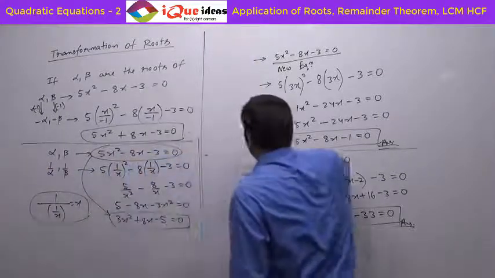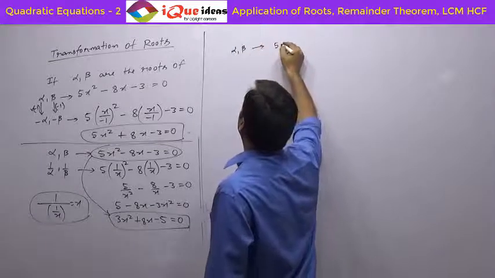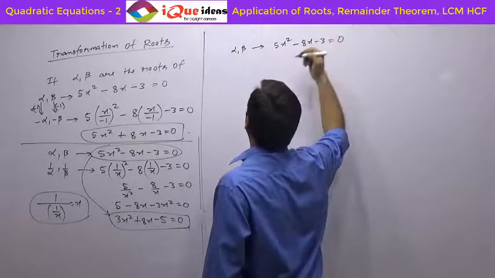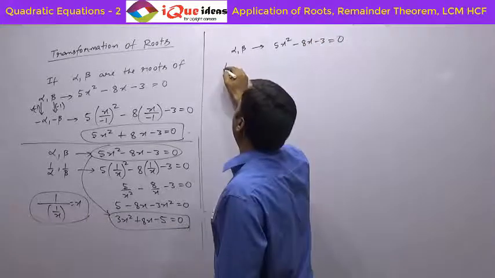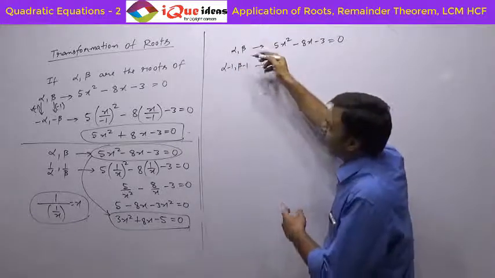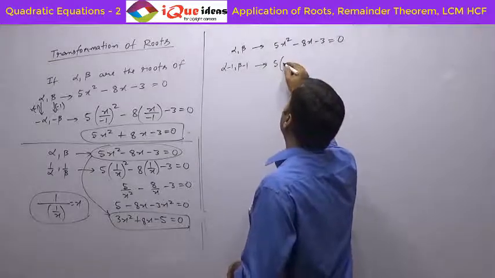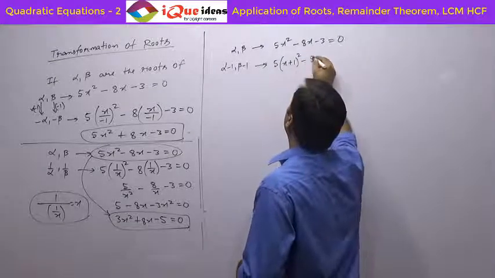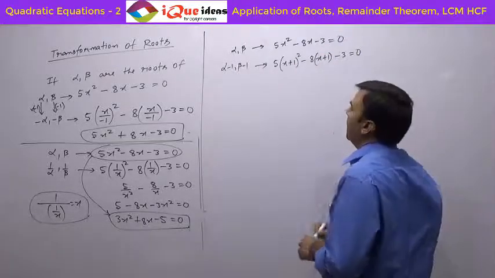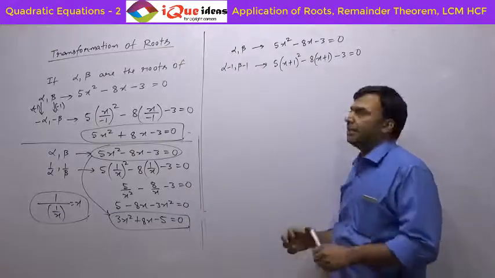Let's take one more of this. Suppose we say that alpha beta are the roots of 5x square minus 8x minus 3 equal to 0. Then what will be the equation of which the roots are alpha minus 1 and beta minus 1? What will happen? So here both alpha and beta are getting subtracted by 1. So in the answer it will be 5 into x plus 1 whole square minus 8 into x plus 1 minus 3 equal to 0. You just have to memorize that whatever change happens in alpha, the reverse change of that must happen in x.